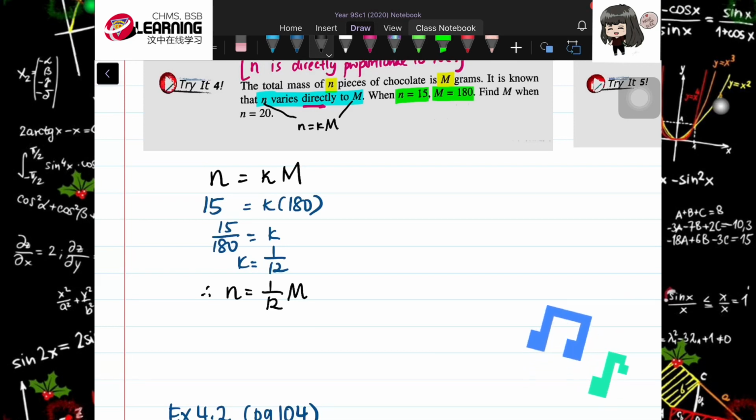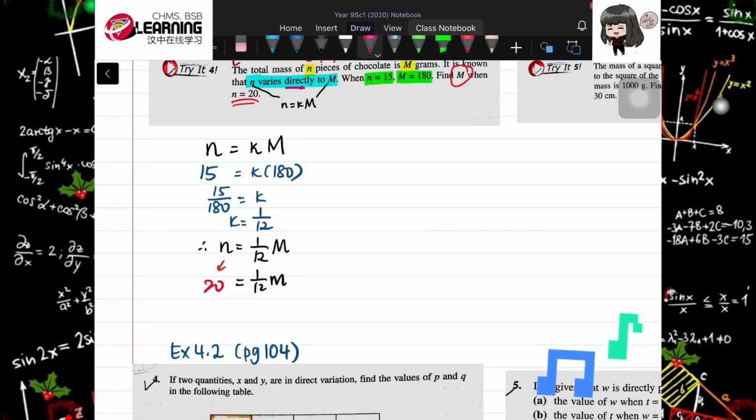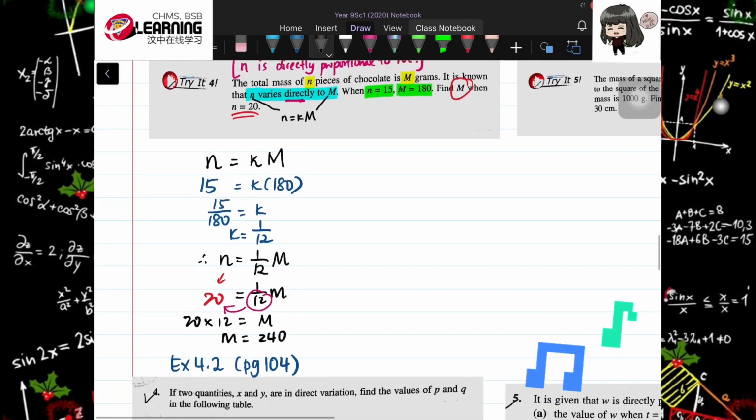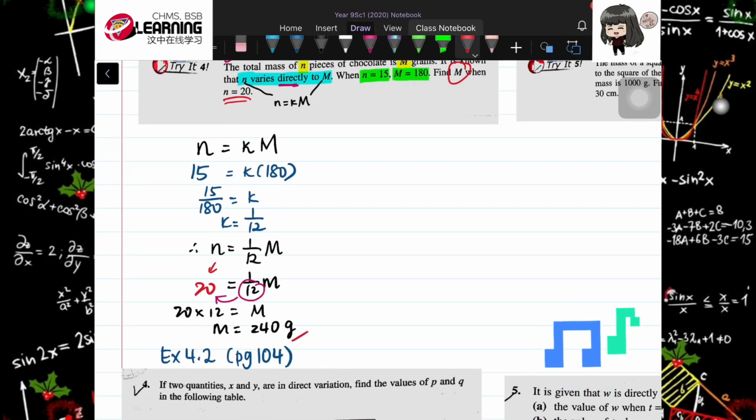So next, find m when n equals to 20. So you already have the equation here. Since your n is equals to 1/12m, you can find your m when n equals 20. So you just sub in n equals 20, equals to 1/12m. Then you can find your m. You move the 12 to the other side, become times. So 20 times 12 is equals to your m, and your m is equals to 240. Since it's a mass, it's in gram. The unit is gram. So this is the answer.